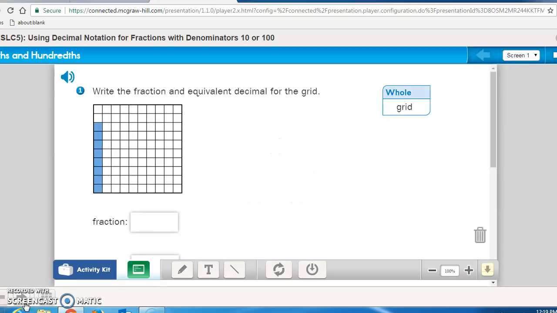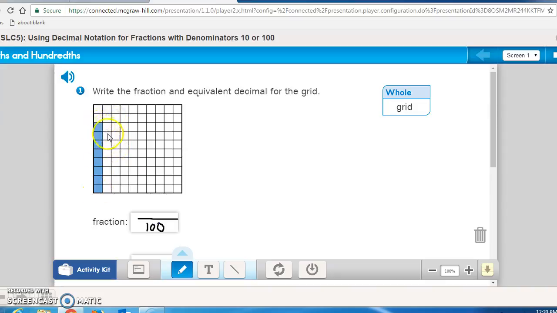So write the fraction and equivalent decimal for this grid. I am now working on Math Journal, page 91. This time, if you notice, I don't have one full long. I have individual cubes. Each one of these cubes is 1. So I would need 100 of these to fill up this grid. So right now, the bottom number would be 100 because that's how many cubes this grid is broken into. How many of them are shaded?